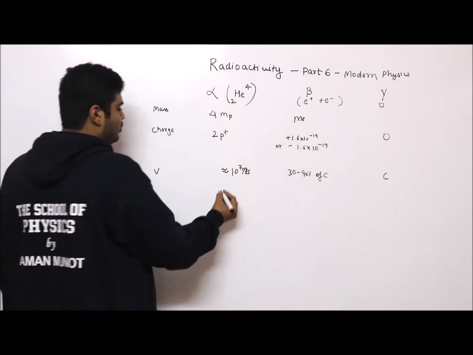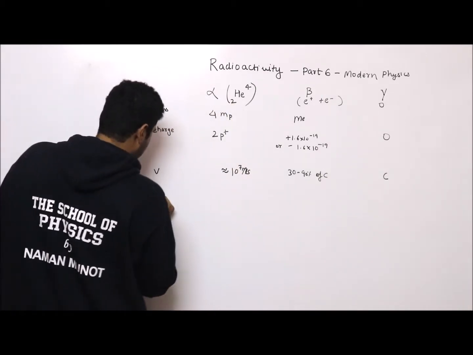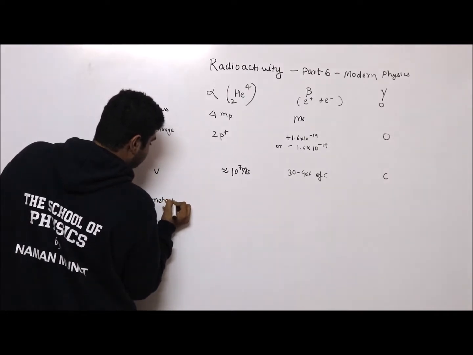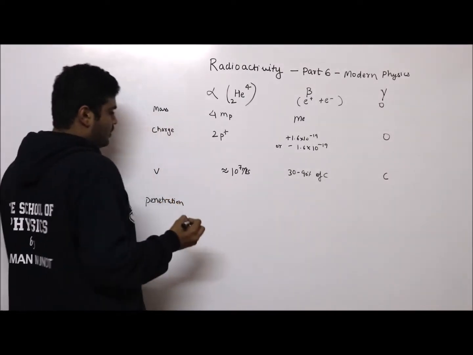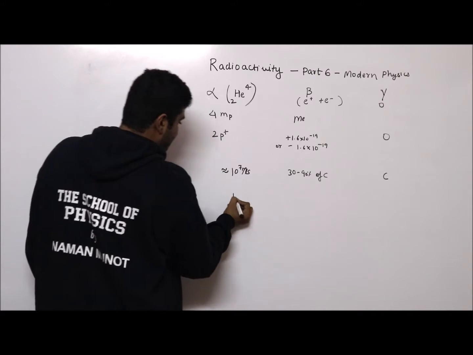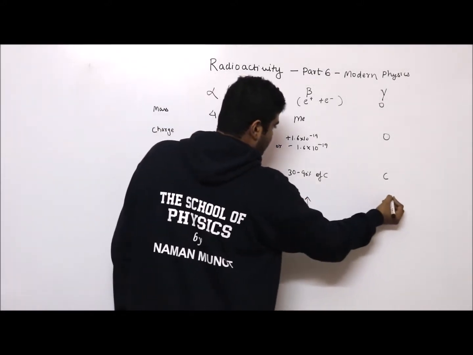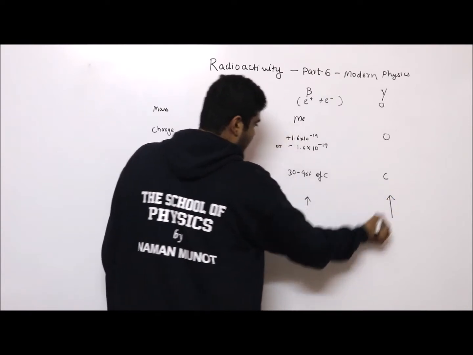Okay, then penetration power. As you know, this can penetrate high. So this can penetrate less because of lesser speed. Then this penetrates a bit more, and this can penetrate very highly.